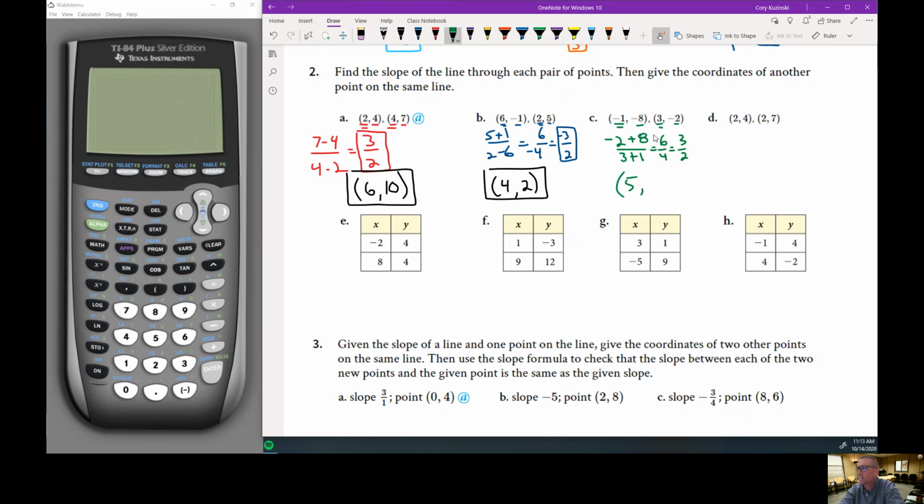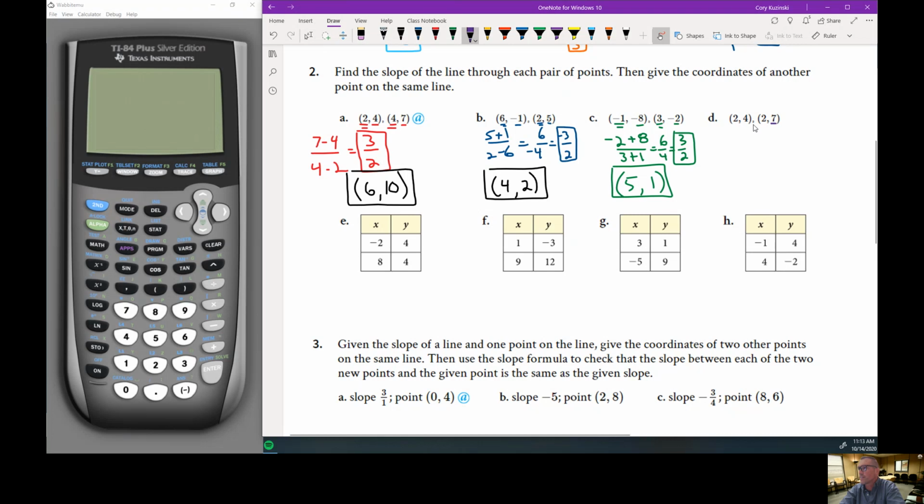-2 plus 8 is 6. 3 plus 1 is 4. That's 3/2, yeah. So x goes up 2, y goes up 3 from -2 to +1. There you go. So slope is 3/2. Our new point would be 5, 1.